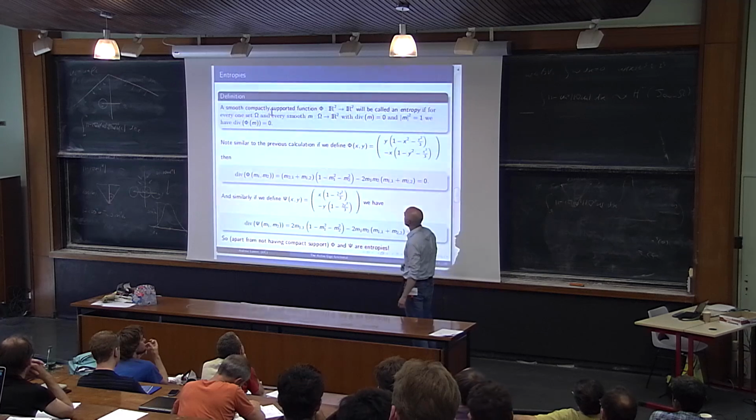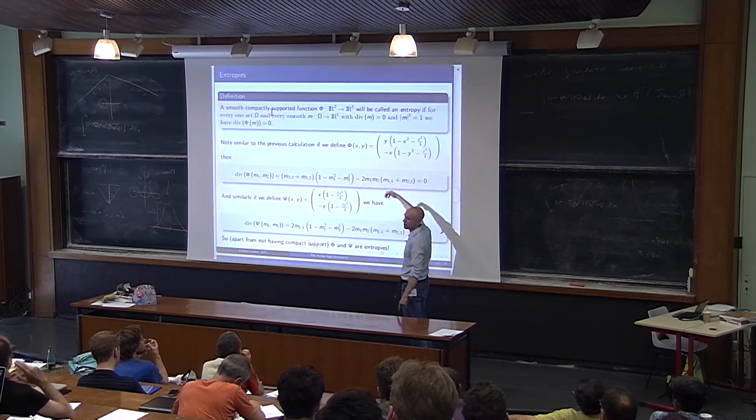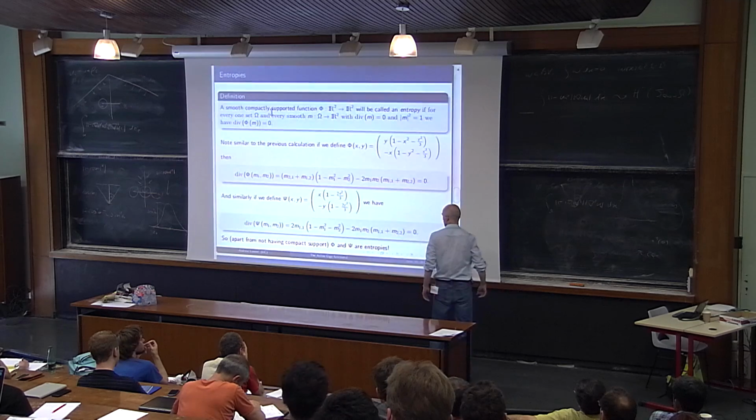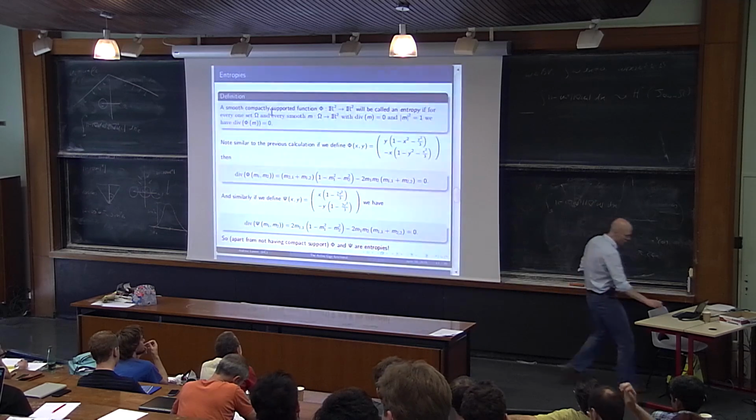You can prove characterizations of these sets, of these vector fields, and there's a whole bunch of them. And we just have two examples we've just studied. So those are entropies.